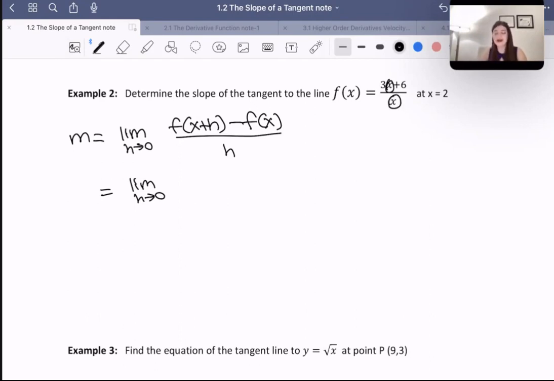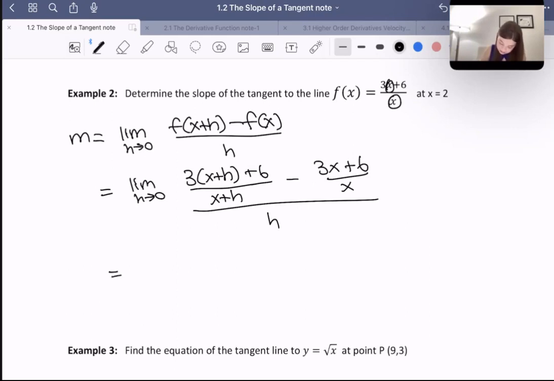So everywhere I see an x, I'm going to replace it with x plus h. So instead of 3x plus 6, I'm going to write 3 times x plus h plus 6. And then instead of x at the bottom, I'm going to replace it with, you guessed it, x plus h. And then I'm going to subtract f of x, so I'm just going to subtract 3x plus 6 over x. And all of this is over h.